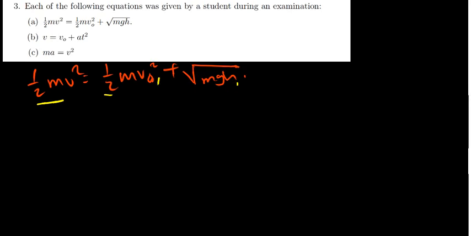Okay, the one with the square root. So we have half mv squared. We have to prove that this has to be equal to mgh.